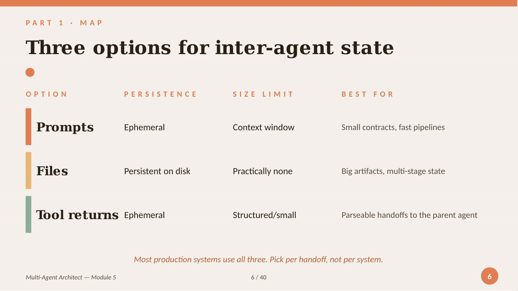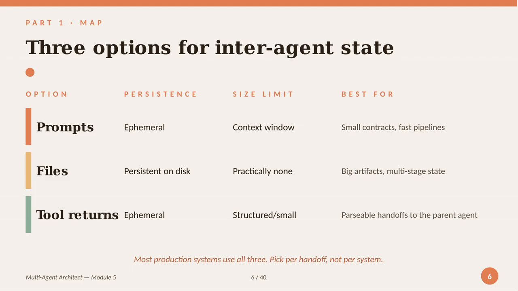Option 3. Tool returns. Persistence is ephemeral, but the structure is the win. Size is small and shaped, JSON-style returns. Best for parsable handoffs where the parent agent reads the structured object directly. Most production systems use all three. The discipline is choosing per handoff, not per system.